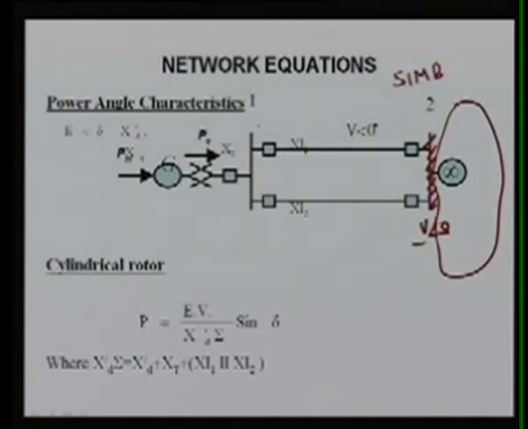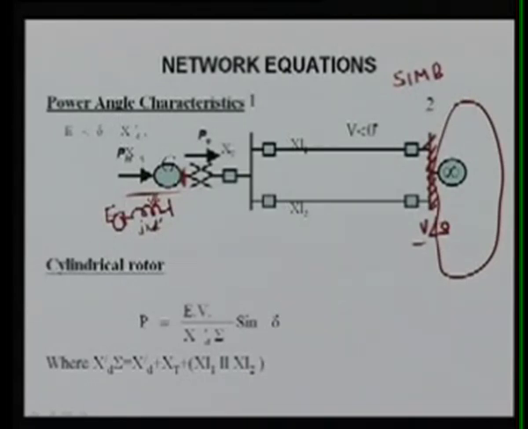So we have this system: one generator, the transformer, and then the two lines, line one with impedance XL1 and another with XL2. Now this machine, as I said, in the classical model we can represent as E, with a reactance here, and this is your voltage source, that is XD prime. Now this bus, this system, we can represent with this one. Now this is a transformer.